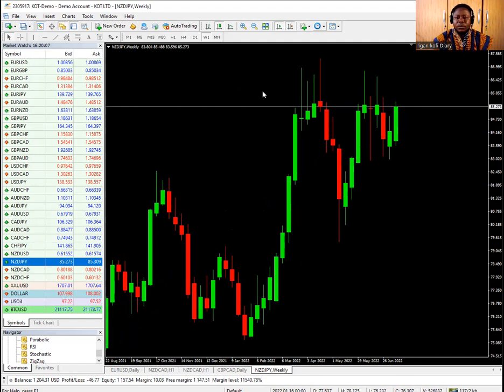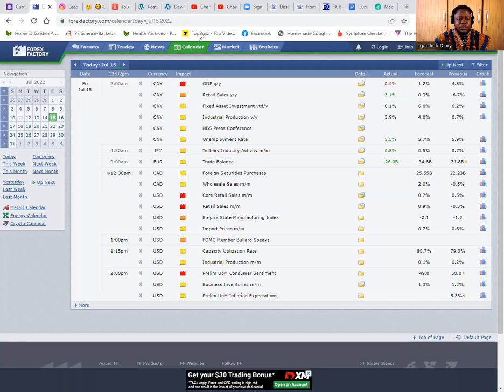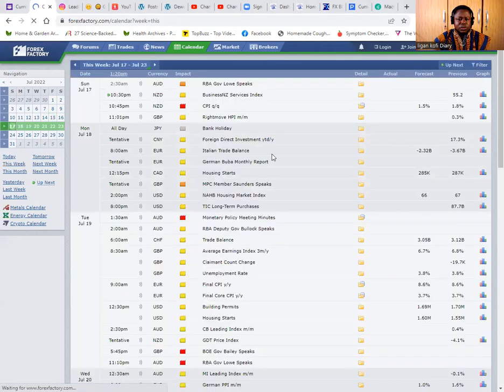Okay, now, before we go, let me show you something. There is heavy news coming on JPY somewhere Thursday, or is it Wednesday? So let's go to that news. I want to show you something over there. Okay, this is the calendar. So I want us to look at this week's calendar. Okay, now this is this week's calendar. And if you look at this week's calendar, on Sunday, which is today, at 10:45, we have CPI.